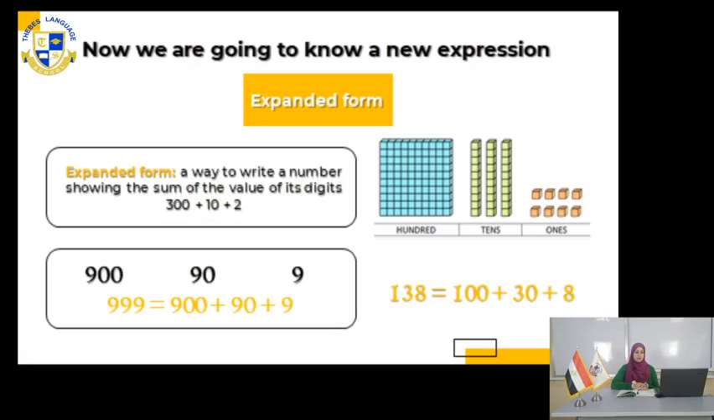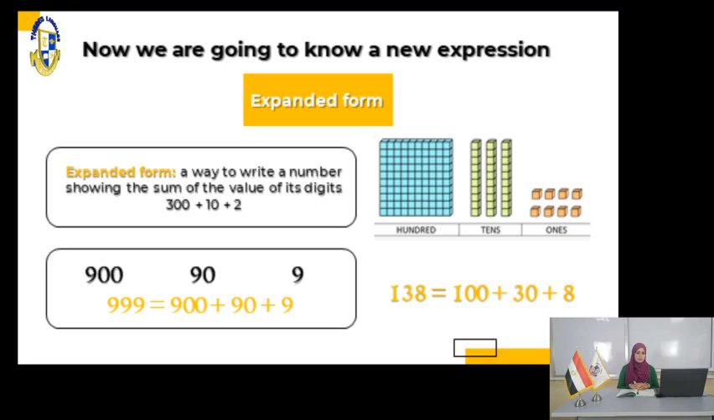In this page, we are going to know a new word called expansion or expanded form. How to break the number into pluses, many pluses. You have the number 999. How can you write this number together? How many hundreds do you have? 900. So you write the number 9. How many tens? 90. So you write another 9. And how many ones do you have? It's also a 9. So the number is 999.